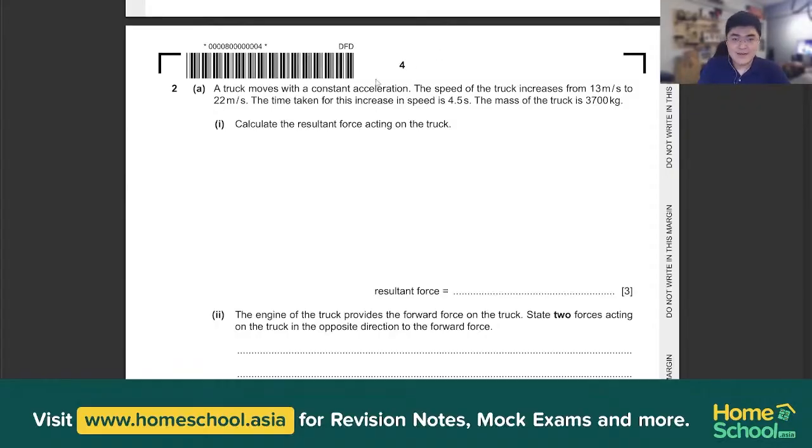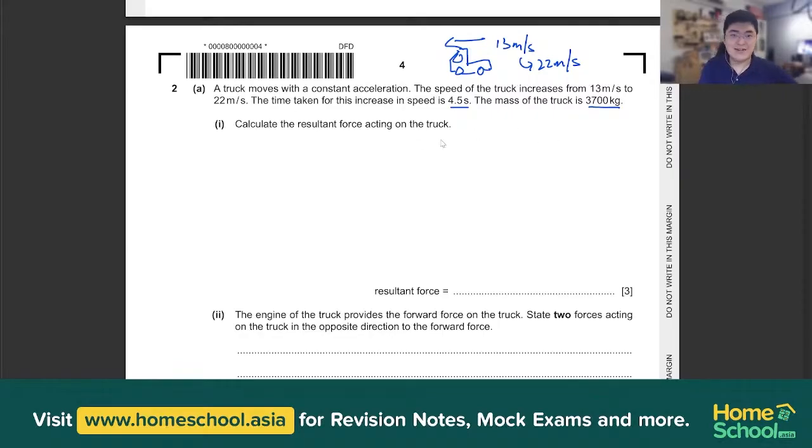For question 2, part A, a truck moves at a constant acceleration. The speed of the truck increases from 13 to 22 meters per second. All right, so for this, we do see a truck. It moves at a speed of 13 meters per second and it increases speed to 22 meters per second. The time increase of this speed is 4.5 seconds and the mass of the truck is 3,700 kilograms. So we first need to calculate the resultant force acting on the truck.